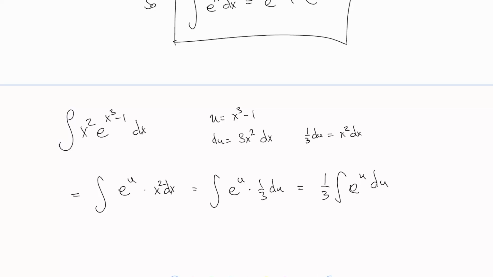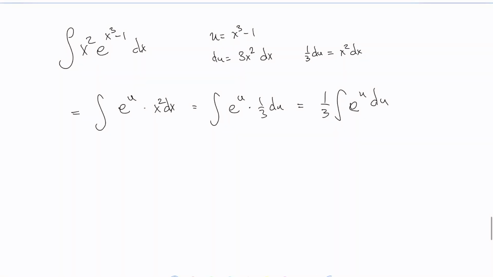This is pretty ordinary U substitution. All right. Next step, we do the integral. Integral e to the u is e to the u plus c. So this turns into that. And then my final answer would be replace the original variable like so. All right.